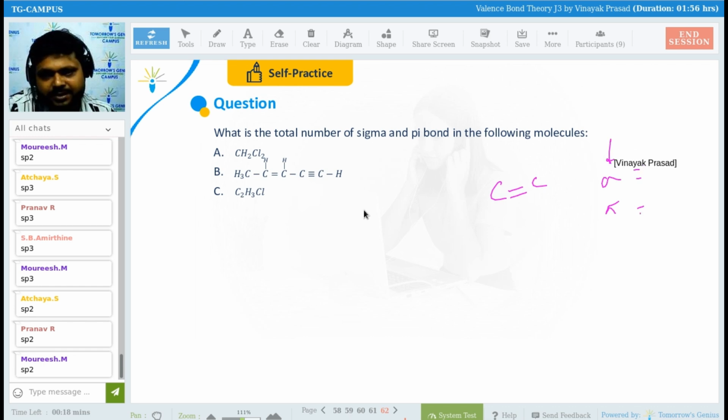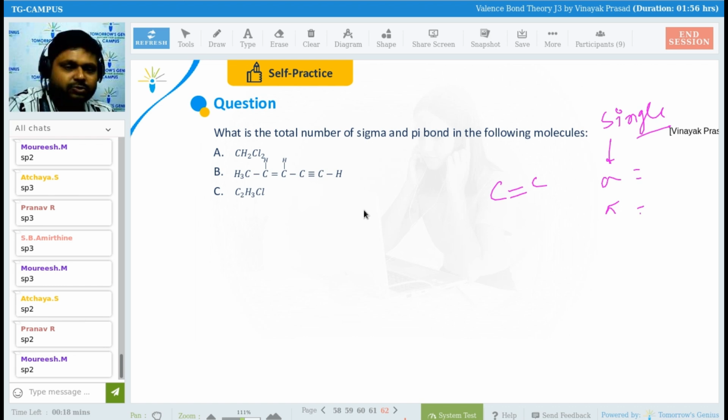Sigma bond means single bond. Wherever there is a single bond, a sigma bond is there. Everyone is clear? Wherever there is a double bond, there will be 1 sigma and 1 pi. Getting my point, everyone?